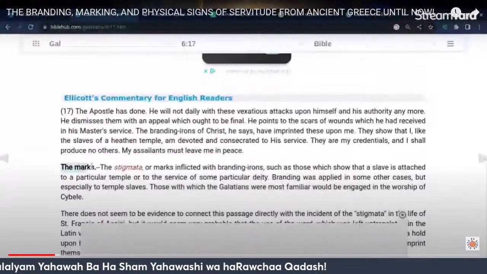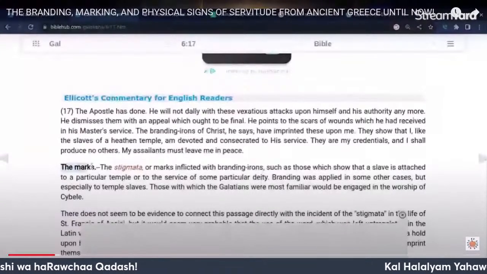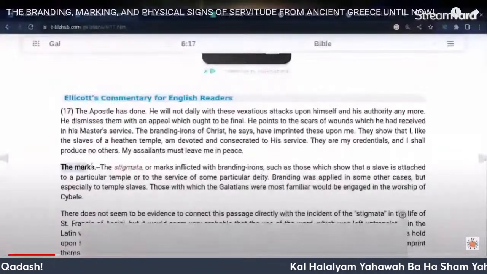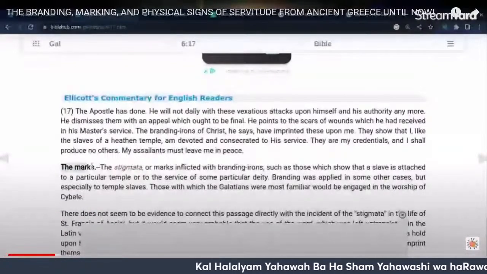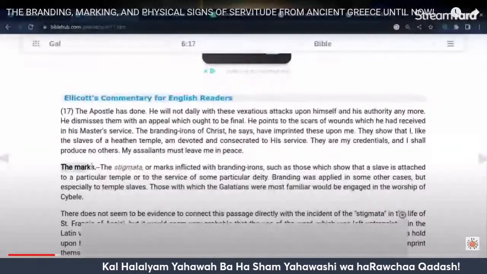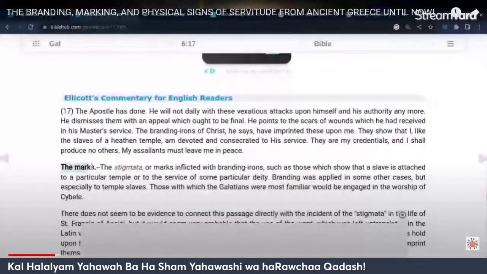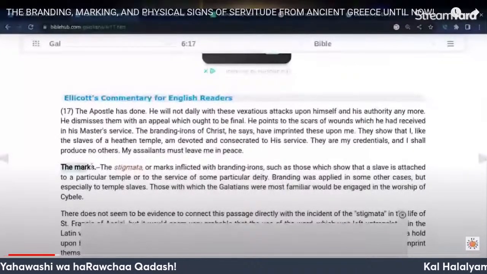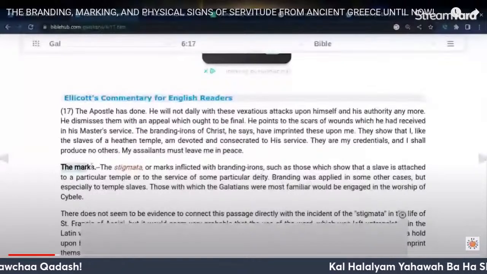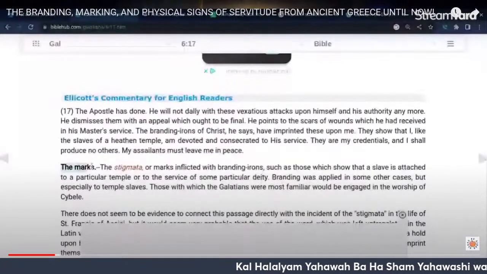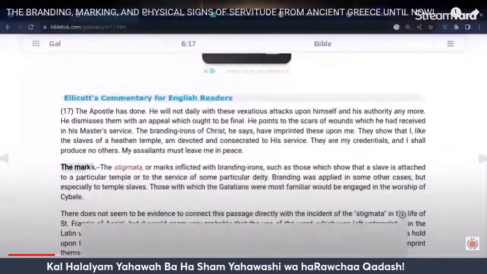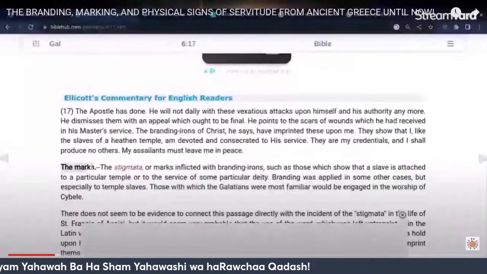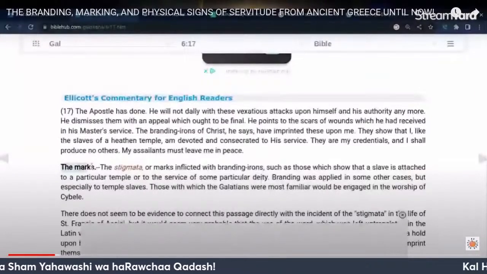The apostle has done. He will not dally with these vexatious attacks upon himself and his authority anymore. He dismisses them with the appeal which ought to be final. He points to the scars of wounds which he had received in his master's service. The branding irons of Yahushua, he says, have imprinted these upon me. They show that I, like the slaves of a heathen temple, am devoted and consecrated to his service. These are my credentials, and I shall produce no others. My assailants must leave me in peace.